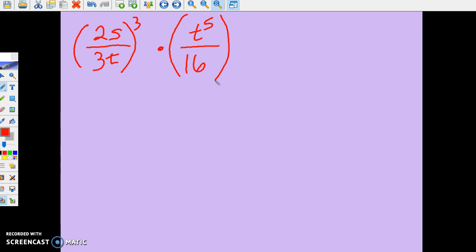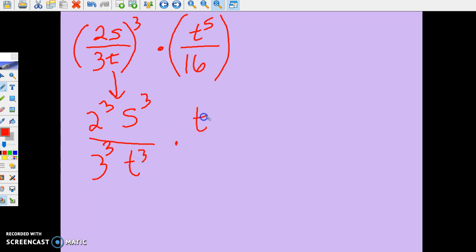All right. So first thing I want to do is get rid of that exponent of 3 that's outside the first part of my problem. So that leaves me with 2 to the 3rd, s to the 3rd, 3 to the 3rd, t to the 3rd. So everything got raised to the power of 3. And then we still have t to the 5th over 16. Now let's go ahead and start simplifying. So 2 to the 3rd power is 8.